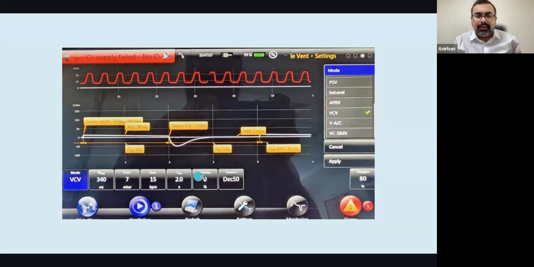Here we can see that there is no trigger variable that they have incorporated. That means this is a continuous mandatory ventilation, which will be time triggered. No patient triggering is allowed. So this is useful only if the patient is sedated, paralyzed, and does not have his own respiratory triggers.